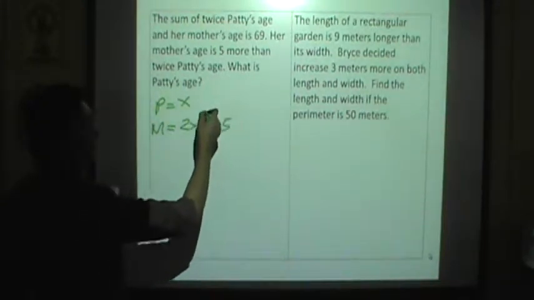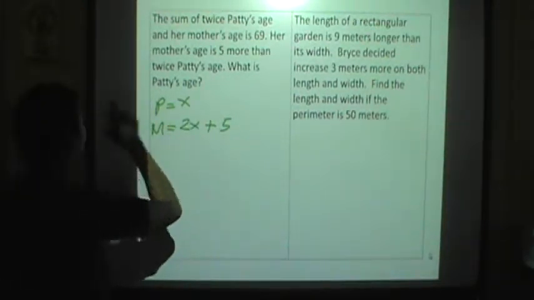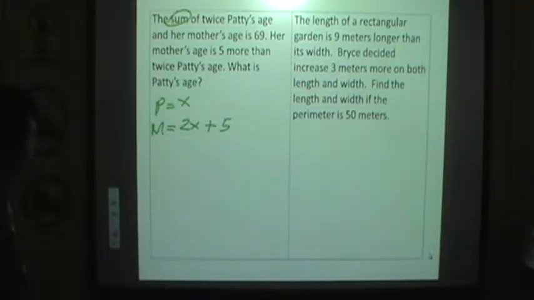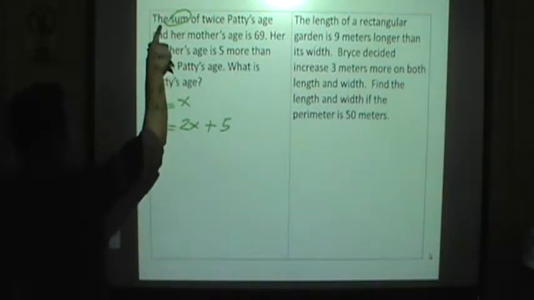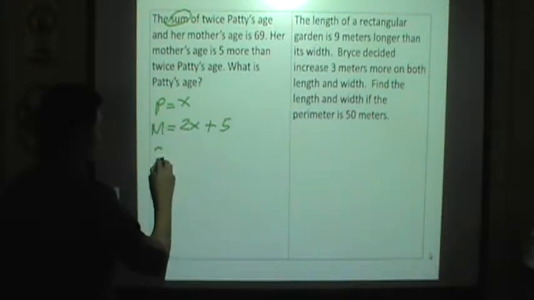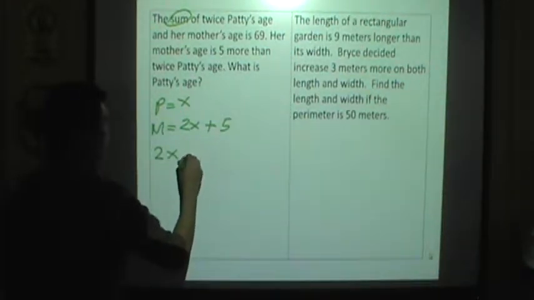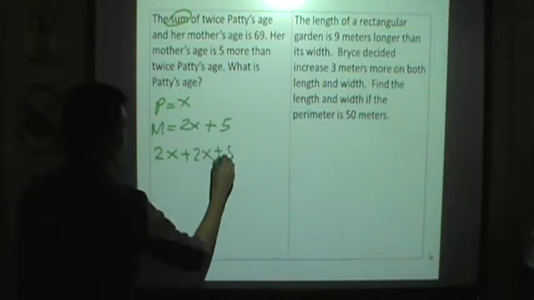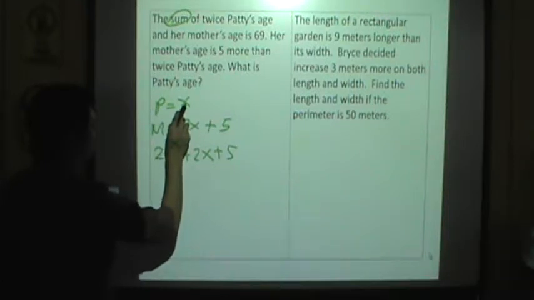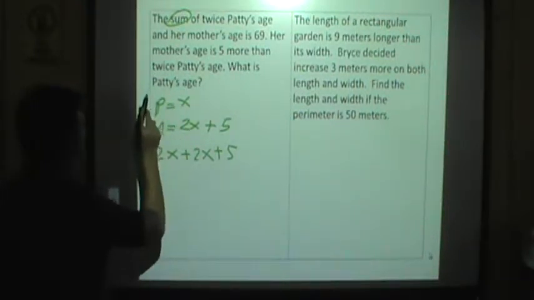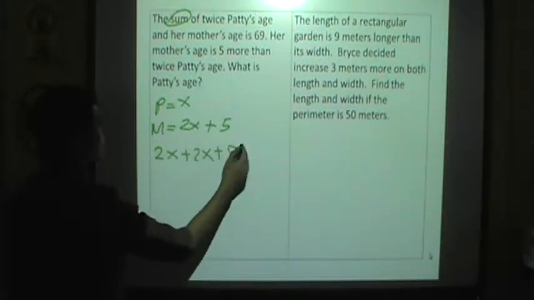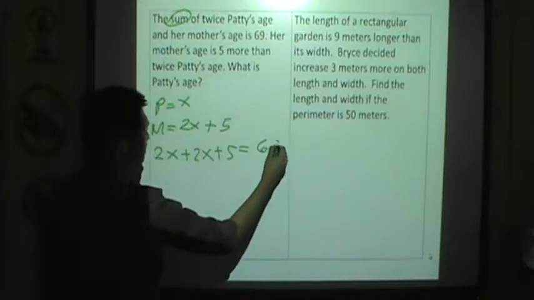and then we can go ahead and get the sum of their ages. But wait. It says here that the sum of twice Patty's age. Twice. So we'll go ahead and make it 2x plus 5. Twice Patty's age. See that x? We doubled it because the problem is saying twice. And her mother's age is 2x plus 5 equals a total of 69.